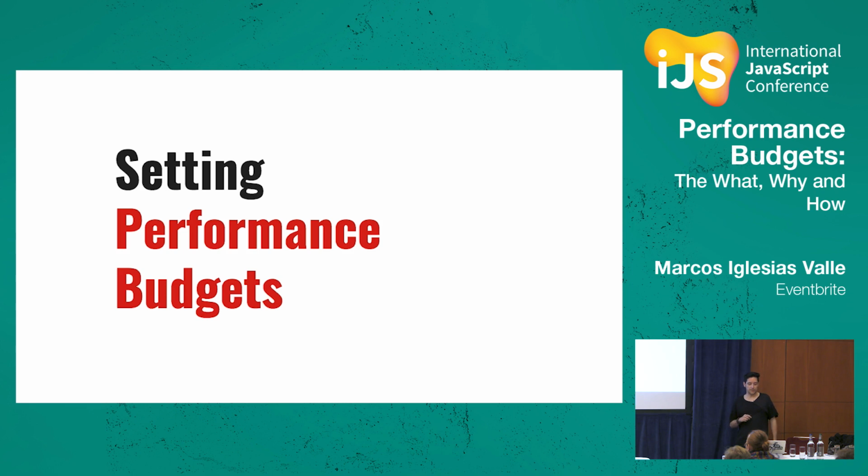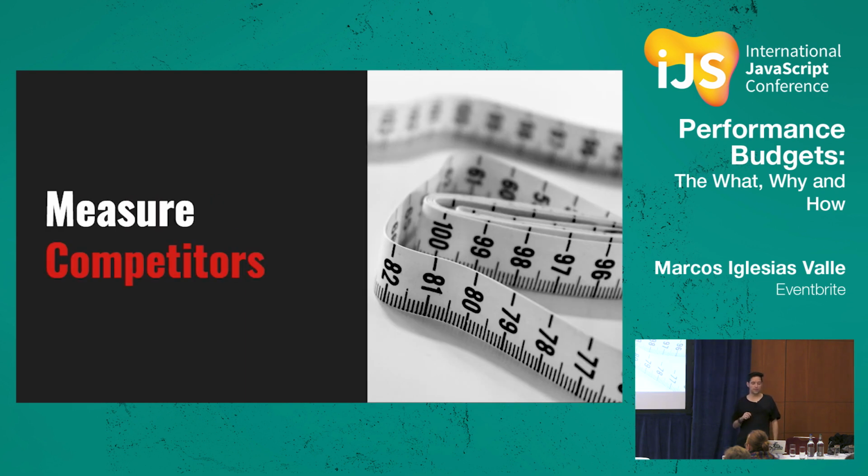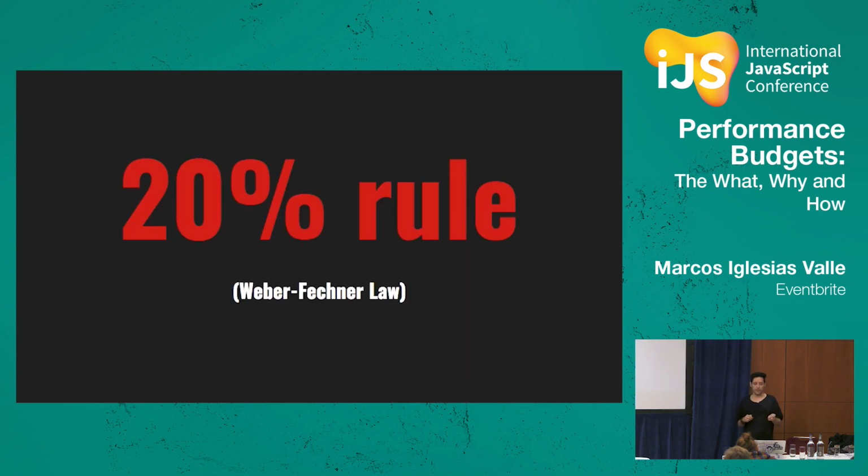The first strategy for setting performance budgets is to beat your competitors. This is one of the most common approaches, and it starts with measuring your competitors' experience. You can create a performance budget by running your competitor's site through web page tests and choose values so you can beat them. And in case you are wondering what it means to beat them, there is a quantitative way to measure it by using the 20% rule.